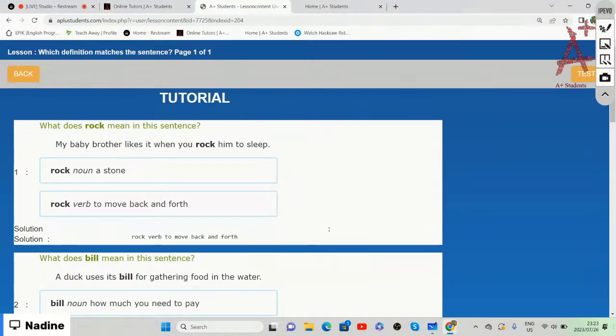And then we have a verb, which is to move back and forth. That is the second meaning of the word rock. In this case, my baby brother likes it when you rock him to sleep. That means it is the verb, where we have to move back and forth with this little baby, usually to put him to sleep.